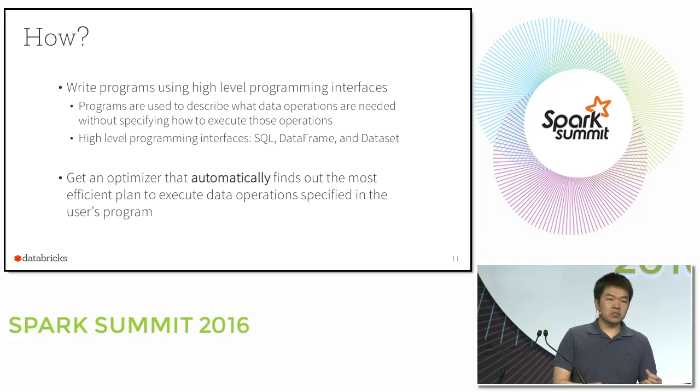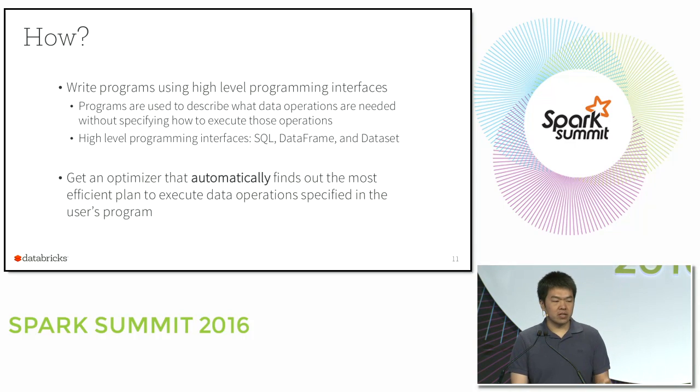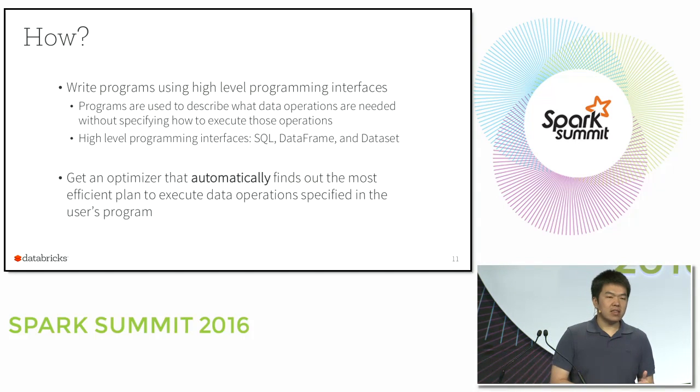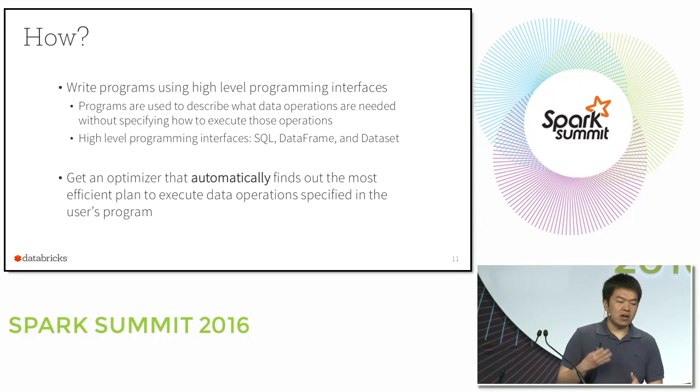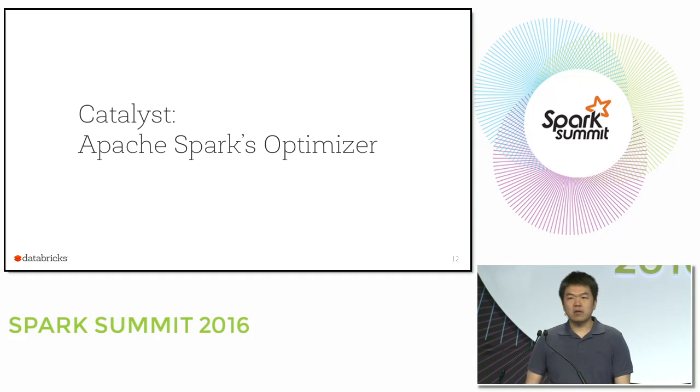Next, once you have a program built using the high-level programming interface, you need an optimizer that will automatically find the most efficient version of your query plan, and that can efficiently execute those data operations. And in Apache Spark, Catalyst is the optimizer.